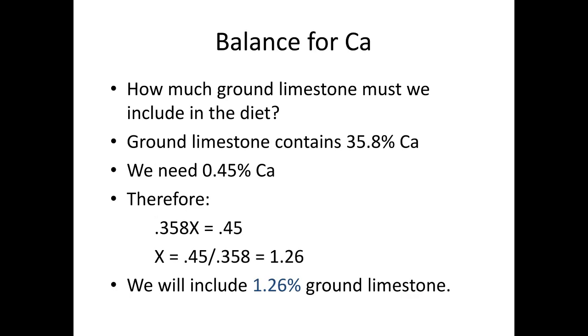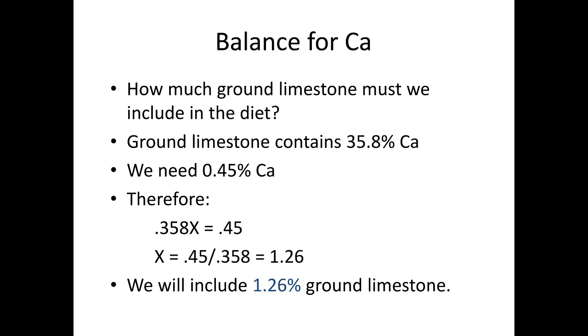Okay, and to do that, we use that space that we've allotted to minerals to balance for the calcium and phosphorus. So again, looking at this table, there's no need to balance for phosphorus. The requirement is already met in the diet. Now we need to balance for calcium.